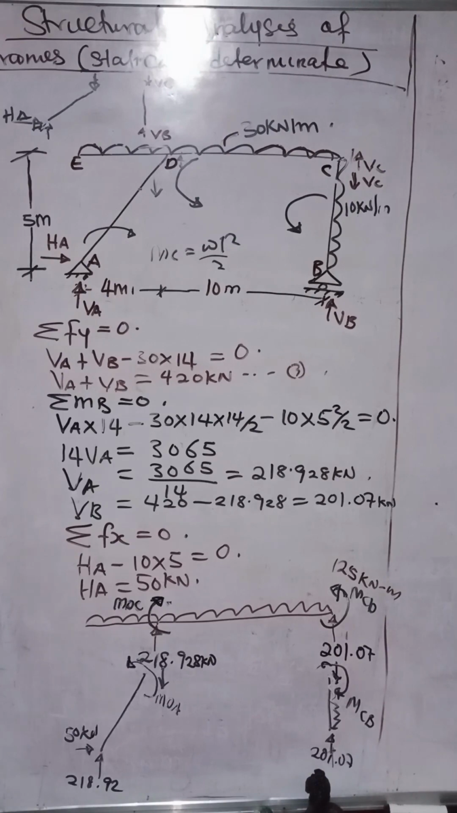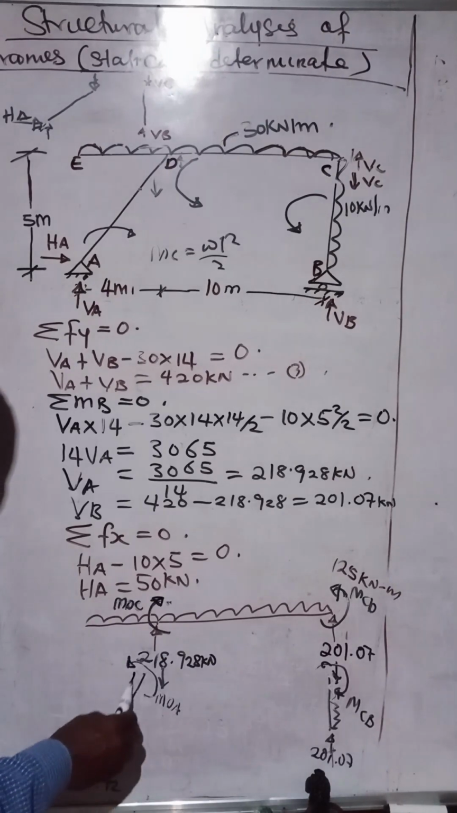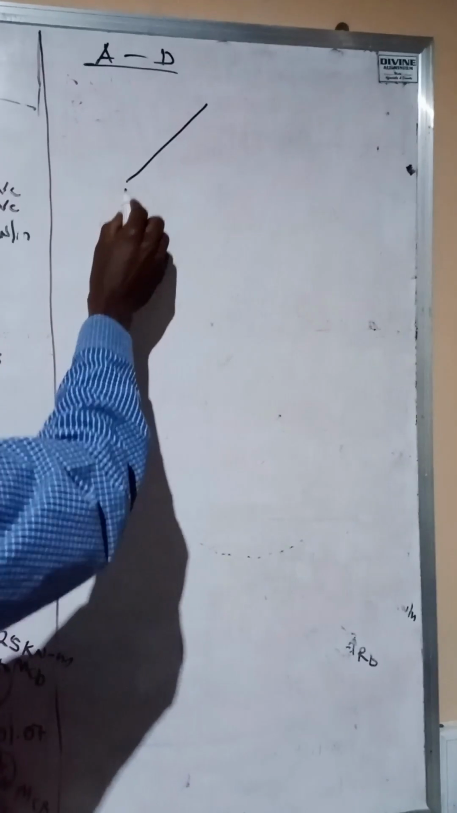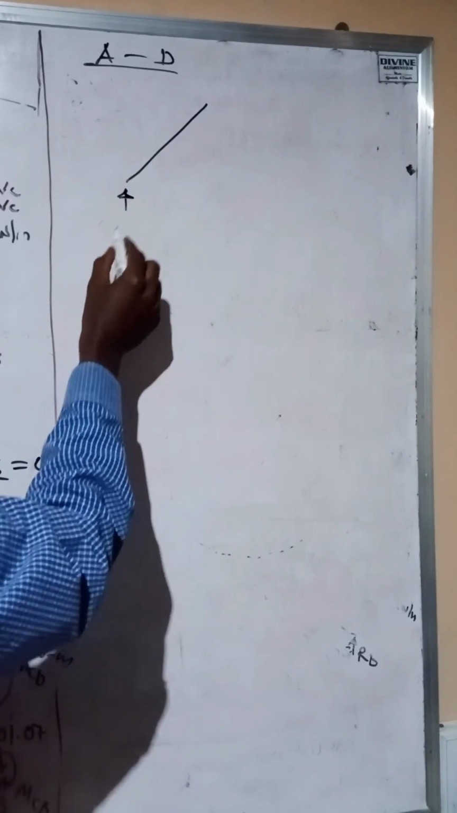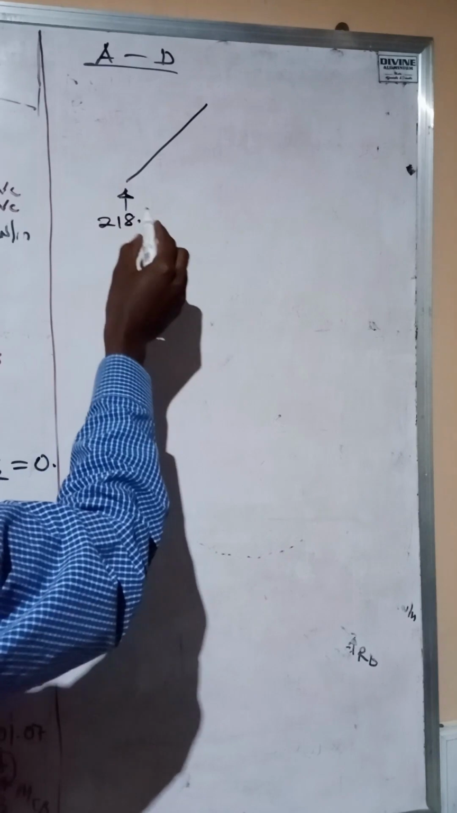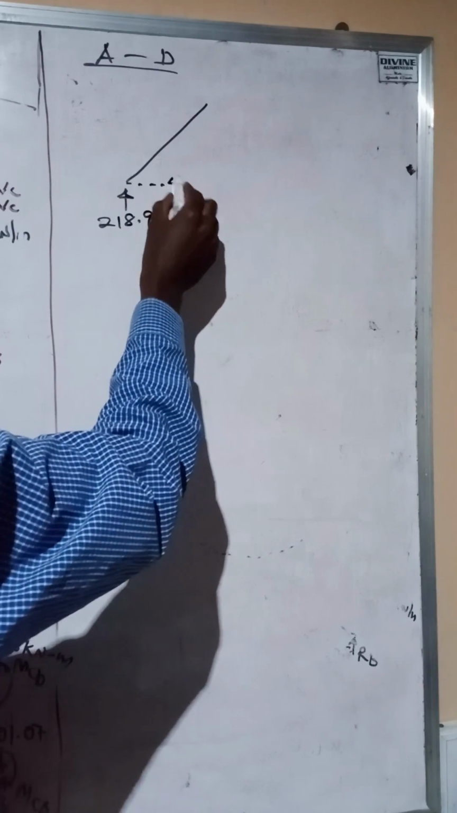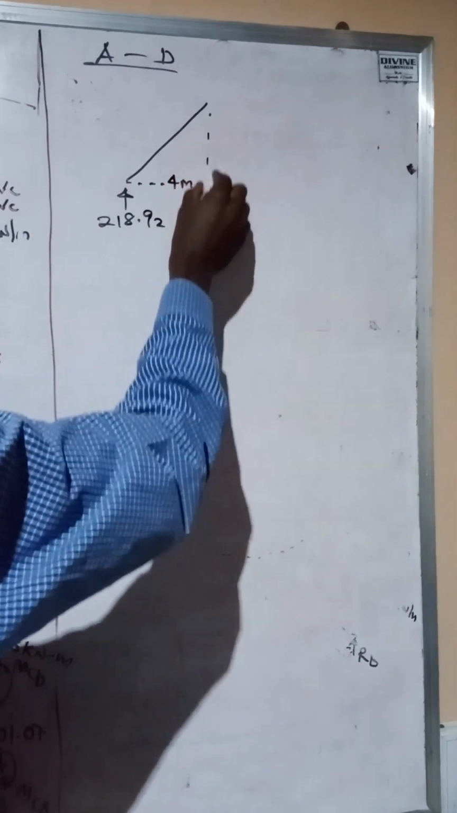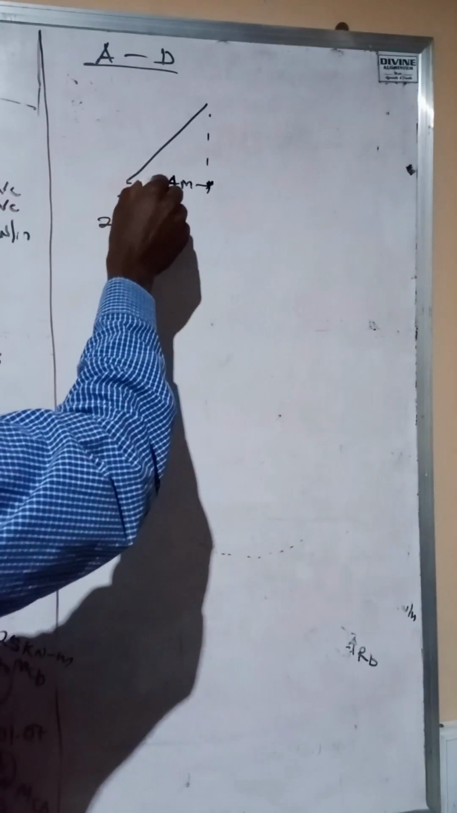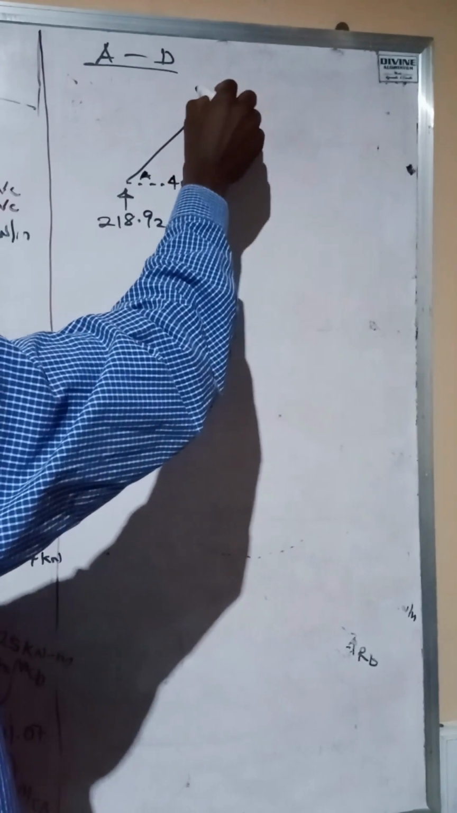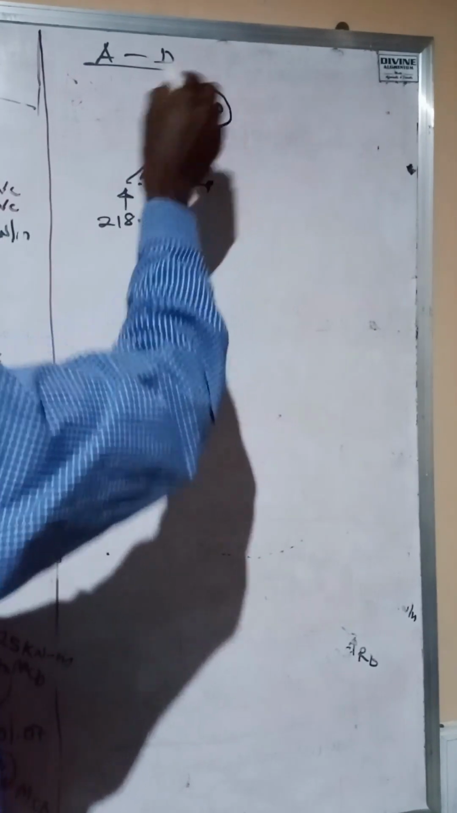All right, so let's go. I'm going to redraw it. I'll pick A to D. Let's pick it for A to D. We'll have it as this. We have here to be 218.92. We have this span to be 4 meters to this point. This is A, this is D. At this point, we have a moment. So we have a moment here, which we are going to find out.